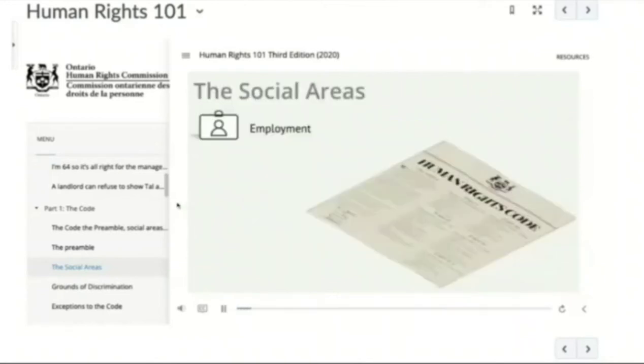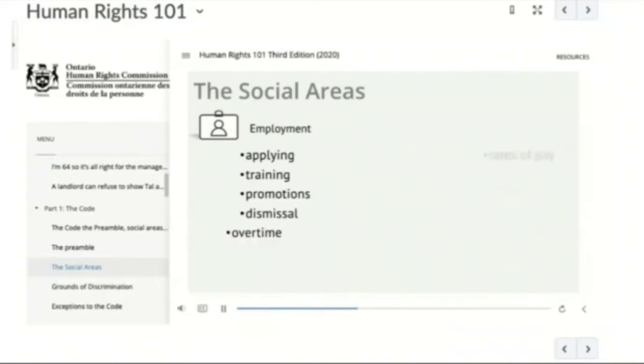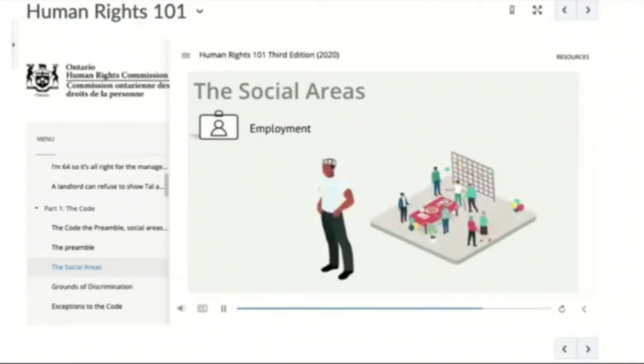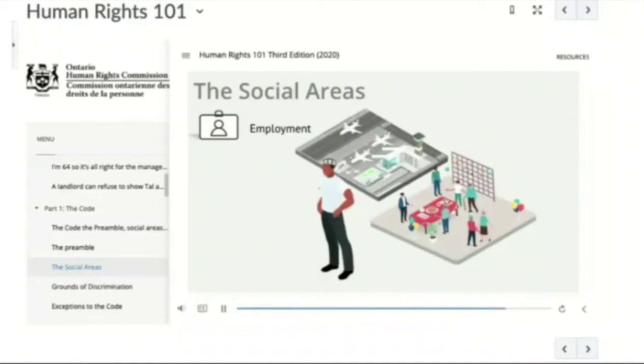Employment. Employment is interpreted broadly and covers everything from hiring to firing. Employment can include applying for a job, training, promotions, dismissal, overtime, rates of pay, vacations, benefits, discipline, and performance evaluations. The code can also apply to discrimination that takes place outside the workplace, but that has work-related consequences. For example, at an after-hours office party or on a business trip. This is called the extended workplace.